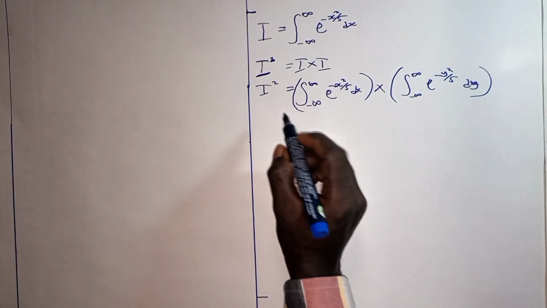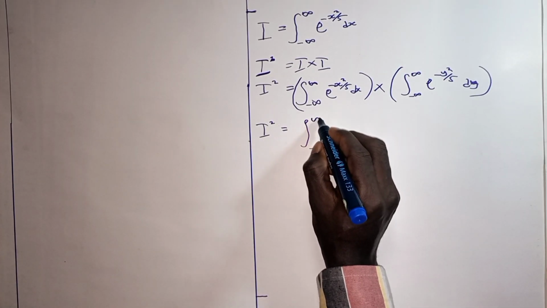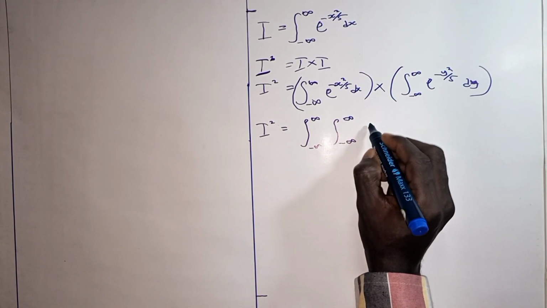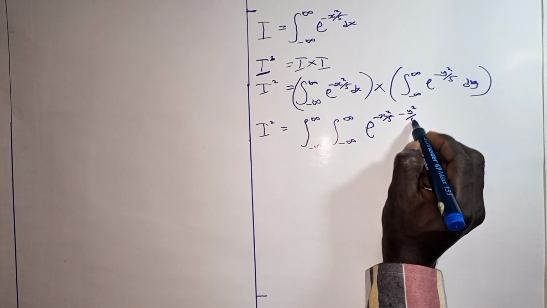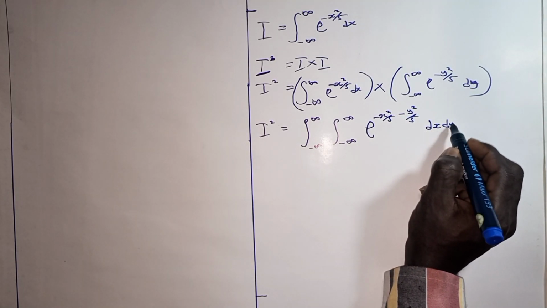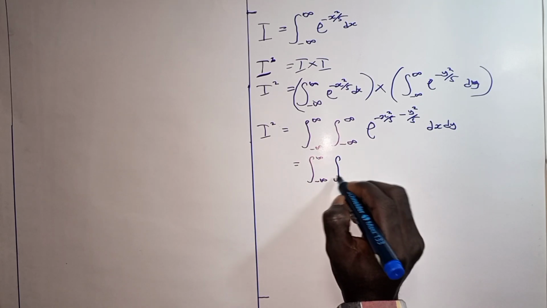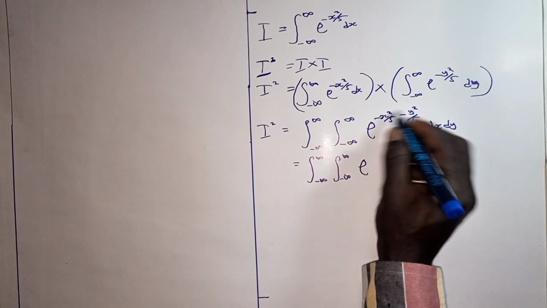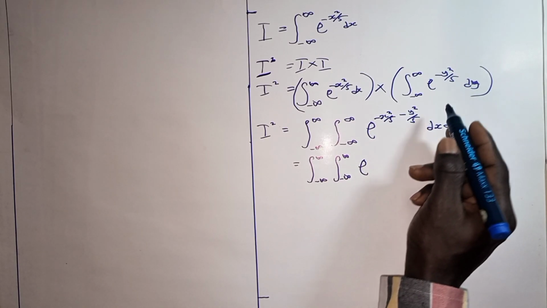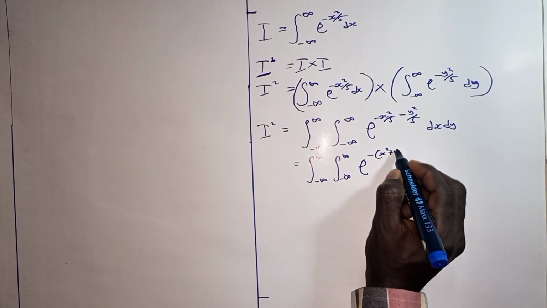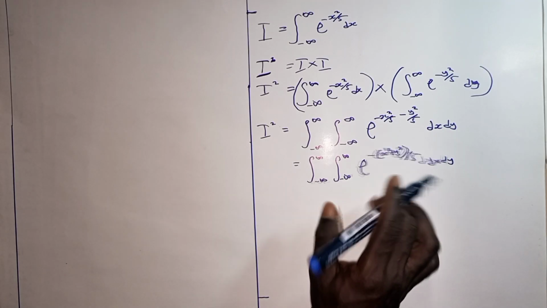So now let's simplify. Applying this, we have I squared equals the double integral from negative infinity to infinity of e to the power minus x squared over 5, then we have the y term. Adding, we know that minus is common, so bringing it out, we add x squared over 5 plus y squared over 5, to give us something like this, dx dy. So now to solve this, we are at this junction.